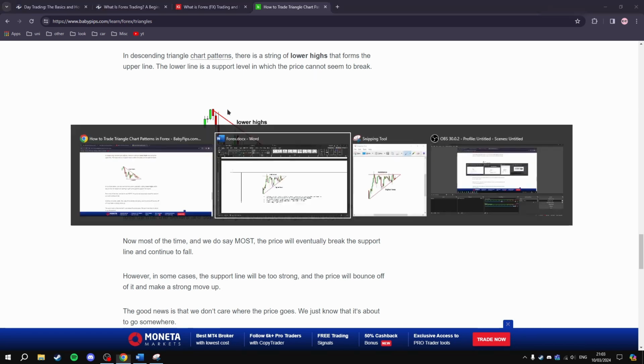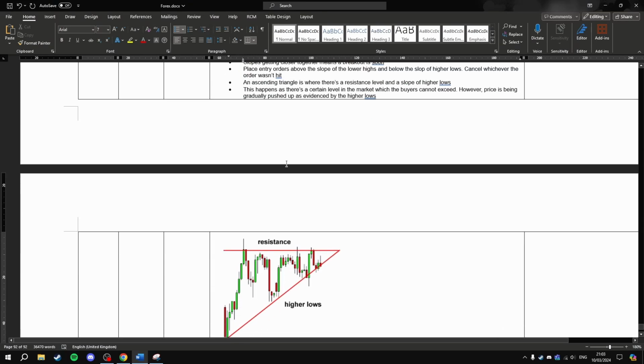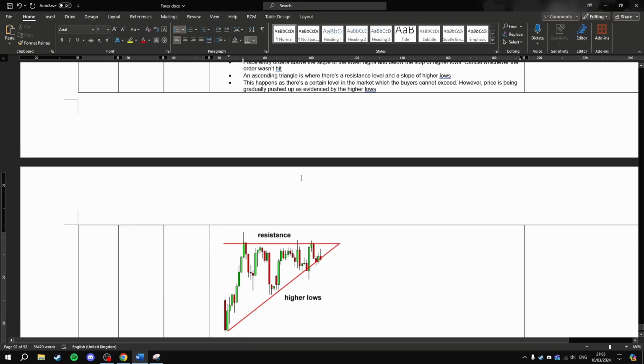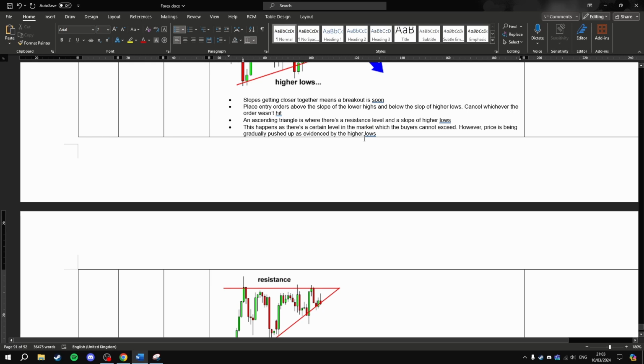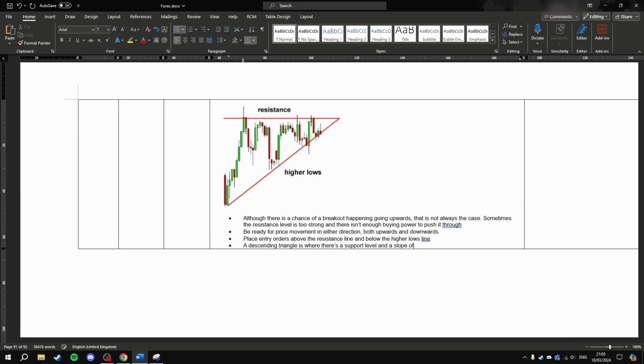Right, okay. So a descending triangle is where there's a support level and a slope of lower highs.